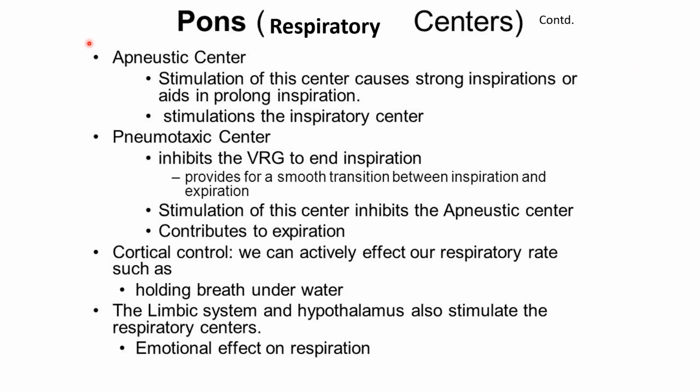Continuation of the last slide, the pons respiratory groups. First is the apneustic center, and it mainly stimulates the inspiratory center, causing a strong, prolonged inspiration, which is completely different to the pneumotaxic center, which inhibits the VRG to end the respiration. As I told, overinflation is mainly controlled by the pneumotaxic center. It provides a smooth transition between inspiration and expiration.